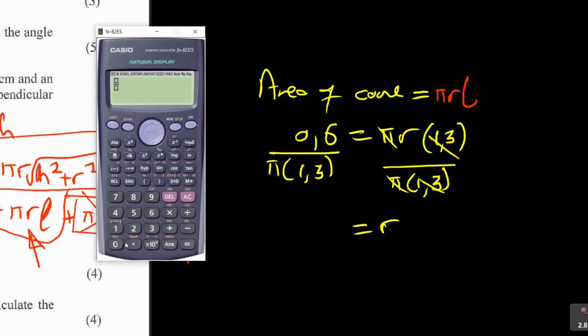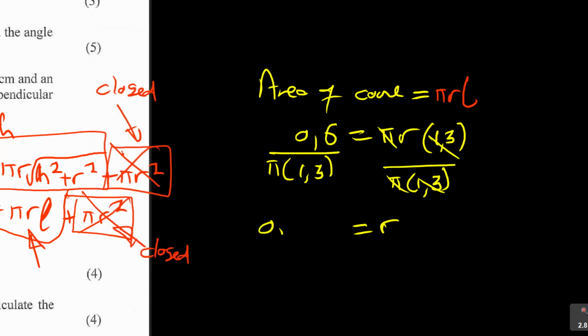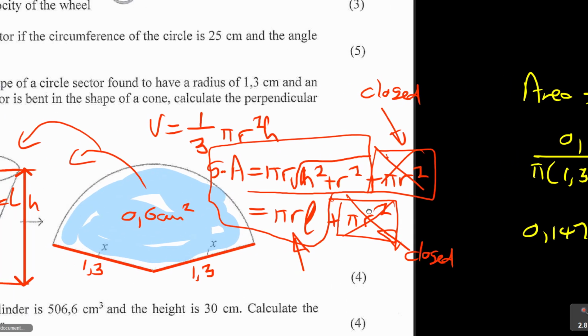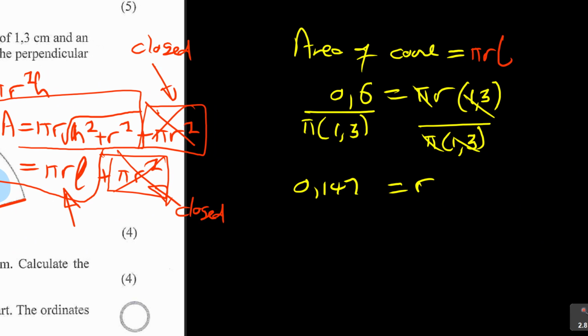R is, you can actually find the final answer, 0.6 over pi times 1,3, which is 0,1469, which is 0,147. So 0,147, I think the units there were centimeters. So that's the radius. Now when you know the radius, it becomes easier.